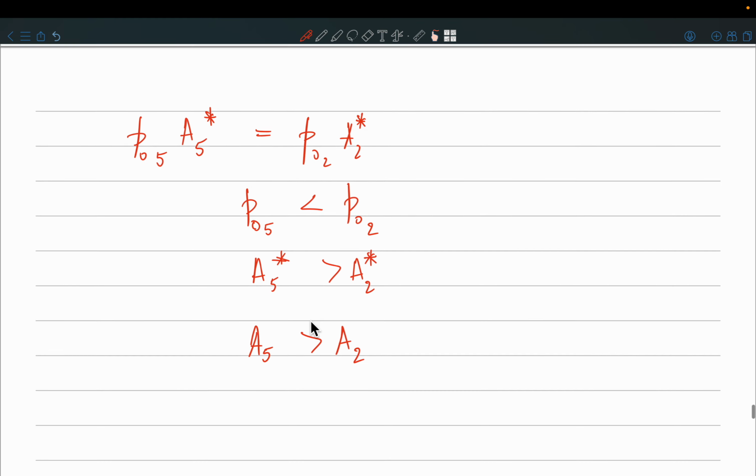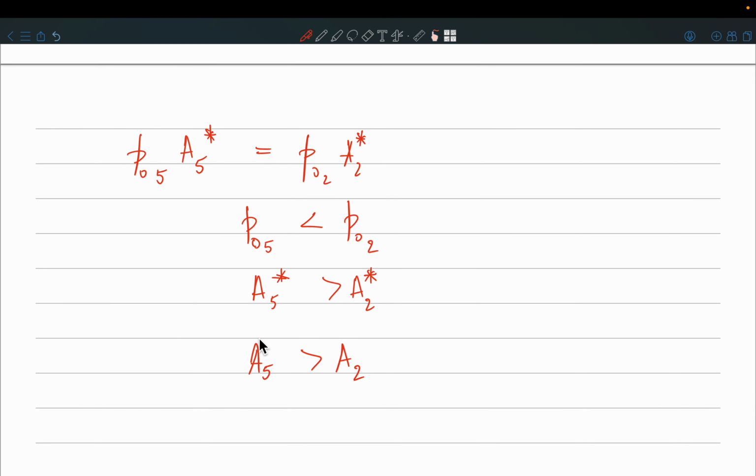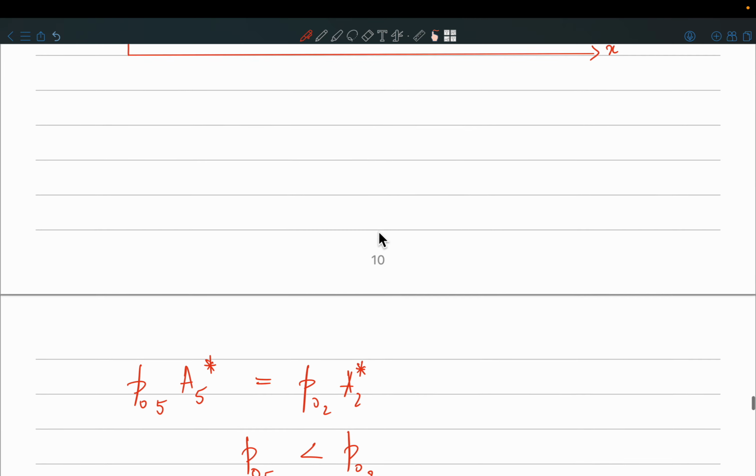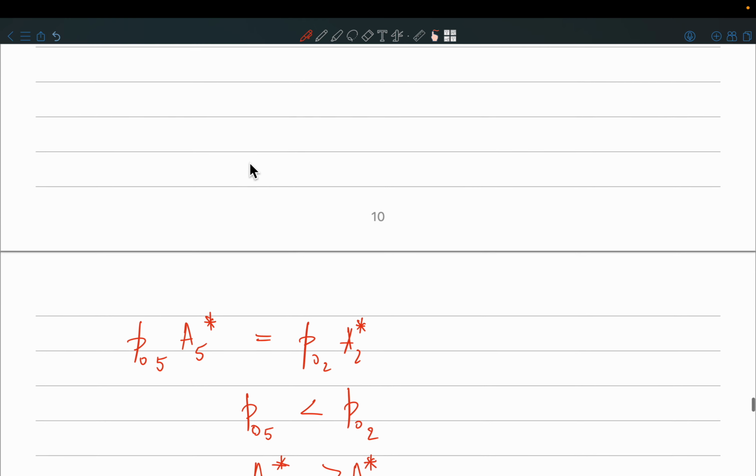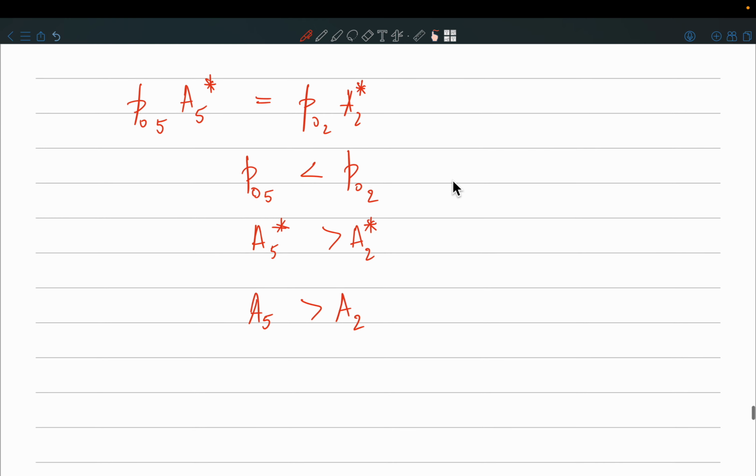Okay. How do I find the A5? How do I find what should be this value of A5? So I know the stagnation pressure. See, I know the test section. I know what Mach number I want to operate in the test section. So I know the stagnation pressure over here, P03, which is nothing but P02. So I know P02. I know the Mach number. So you can get a question like this.